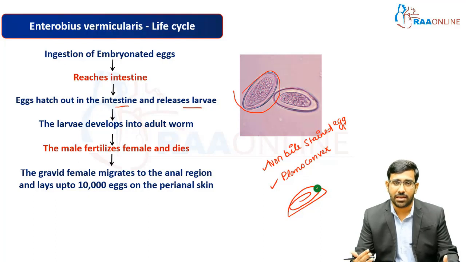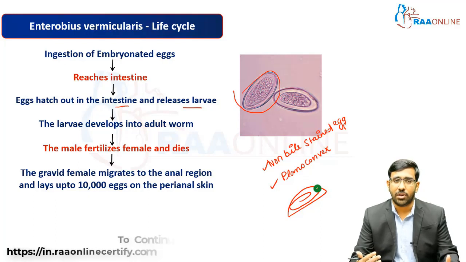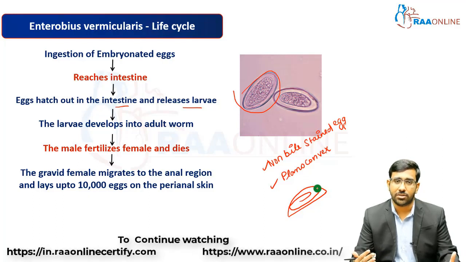Again, the egg is going to reach the intestine, and in the intestine there is going to be the liberation of the worm, which becomes an adult and again lays eggs. So this cycle is going to continue. This is the classical example of auto-infection.